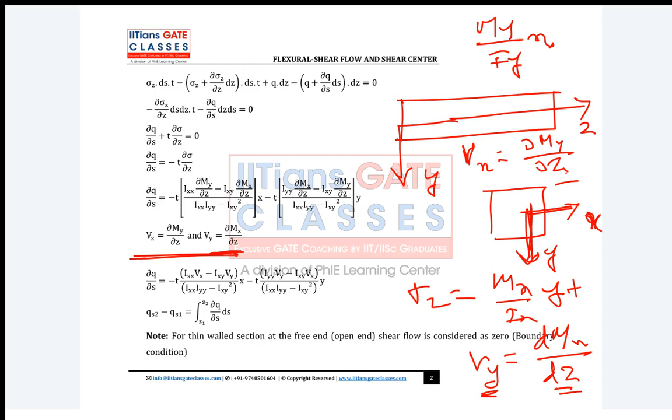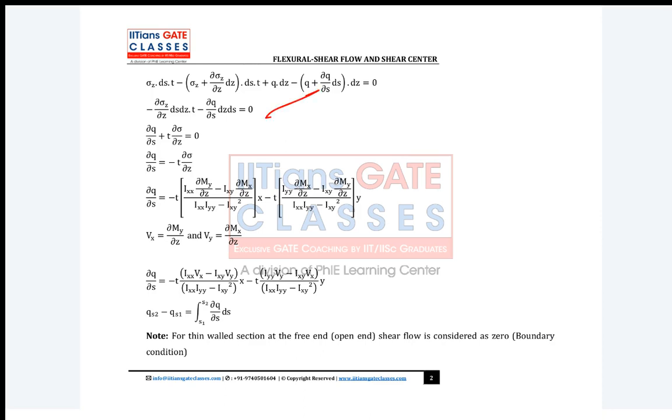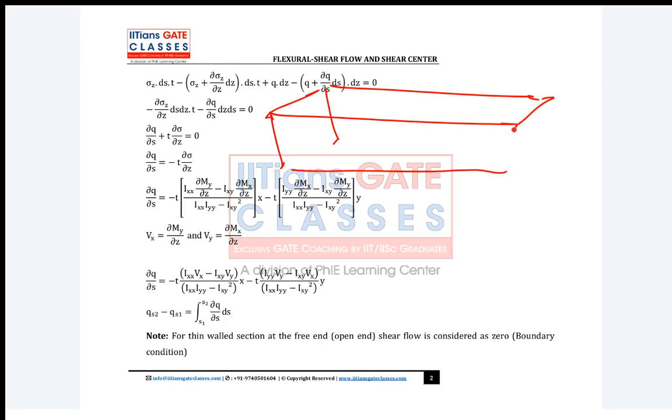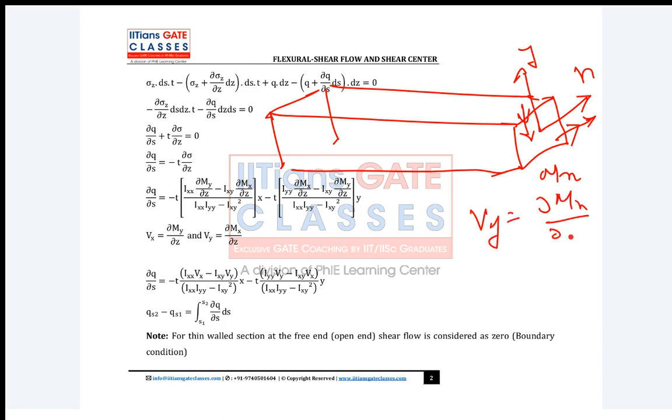Yeah. See, you all know, right? When I discussed this beam, I told you, suppose this is your x and let's take this is y. So you can have two moments, one is Mx and then My. If your Mx is varying, what shear force will you get? You will get Vy equal to dMx by dz.